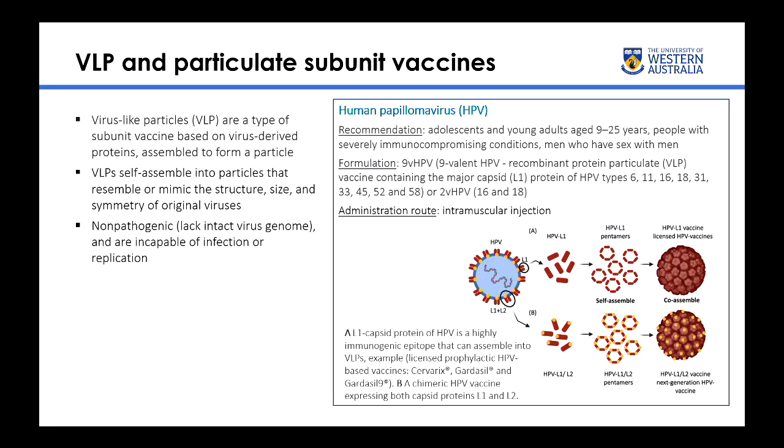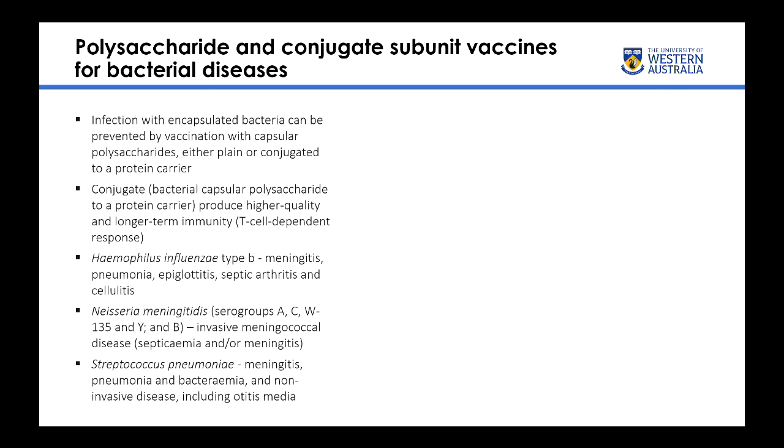In Australia, there are 2 types. The 9-valent one is the most commonly used and targets different types, including 16 and 18, which are the ones more related to cancer. And there is a 2-valent one that is also available. It is an intramuscular injection, and as we've seen in the calendar, young adults and adolescents, people with severely immunocompromised conditions, and men who have sex with men are recommended to take this vaccine.